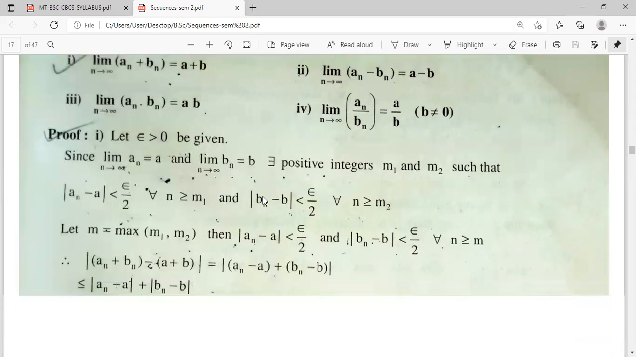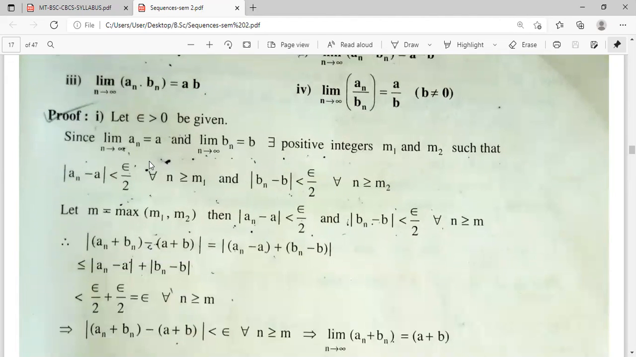Now let epsilon greater than 0 be given. Since limit an as n tends to infinity equals a and limit bn as n tends to infinity equals b, there exist positive integers m1 and m2 such that modulus of an minus a is less than epsilon by 2 for every n greater than or equal to m1, and modulus of bn minus b is less than epsilon by 2 for every n greater than or equal to m2. Okay, that is the case.